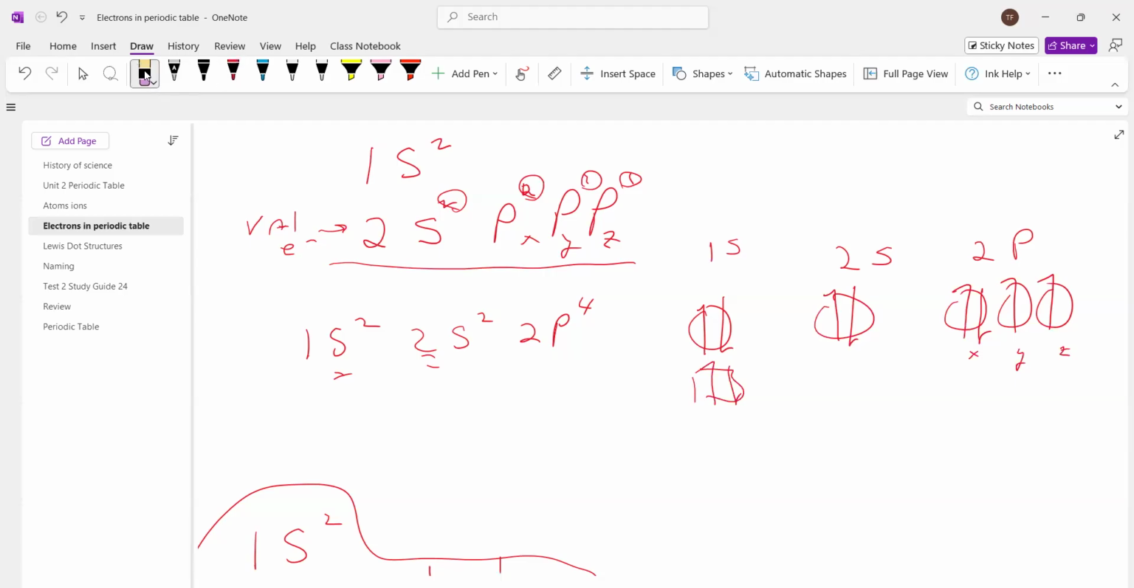Okay, so before I get to shell 3, it's got some little nuances. Now, shell 3 holds 18 electrons, not 8. So how are you guys with this? Tell me how you really feel. Okay, let's do some more shell 2 before we go on to shell 3.